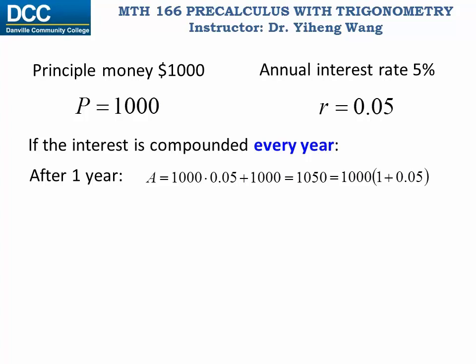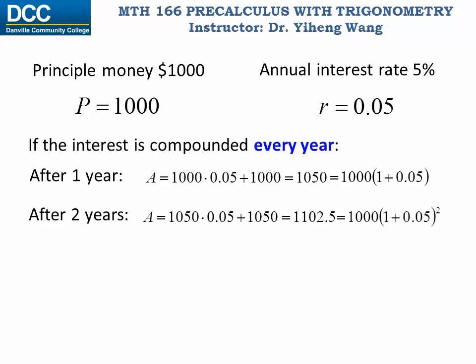And if you want to calculate your balance after the second year, don't forget, during the second year, you are also earning interest on that extra $50. Therefore, after the second year, you will have earned 0.05 interest on your previous balance, $1,050, and that adds to your $1,050. So overall, you will have $1,102.50. Or this can be calculated by 1,000 multiplied by 1 plus 0.05 to the second power.